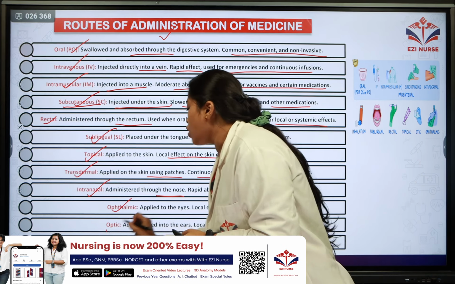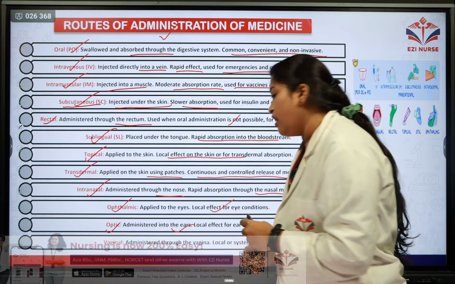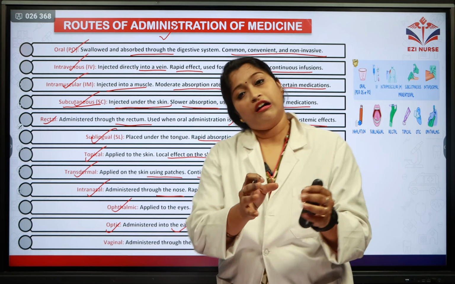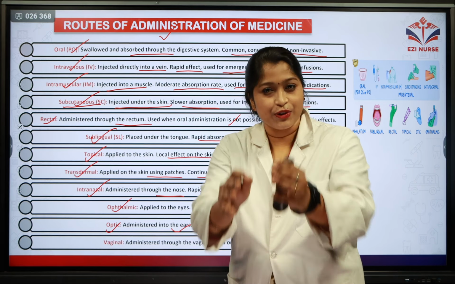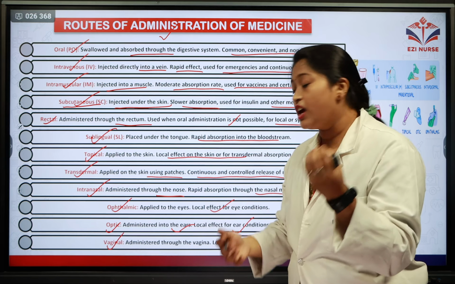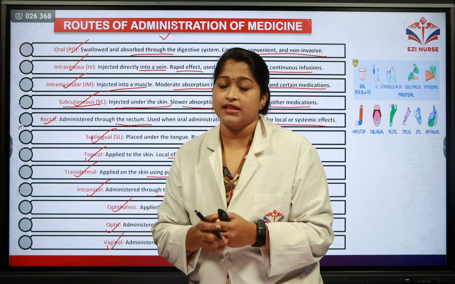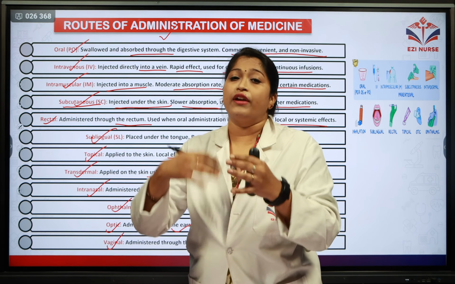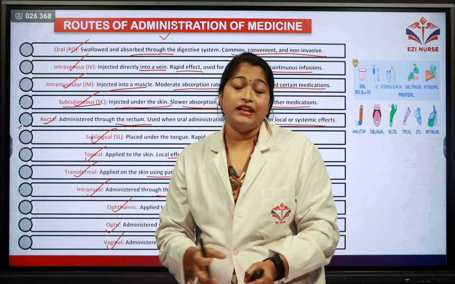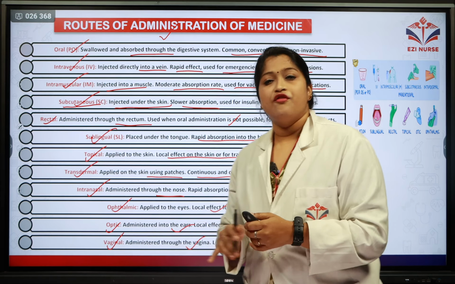The next route is optic, where medications are administered to the ears, especially for local effect as well as for any ear conditions. And the final route is the vaginal route. Here we are administering the medications through the vagina for local and systemic effects. For example, if any reproductive issues or vaginal issues are there, for those conditions we are giving the medications through the vagina.